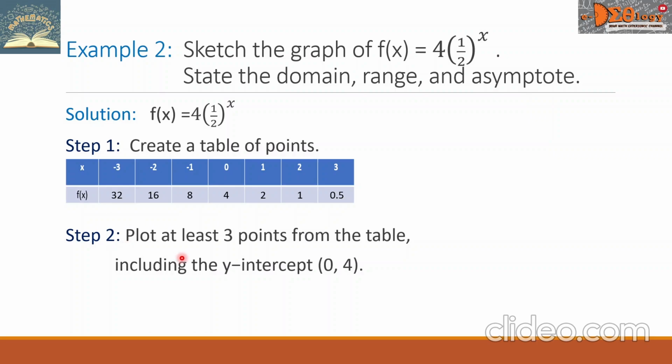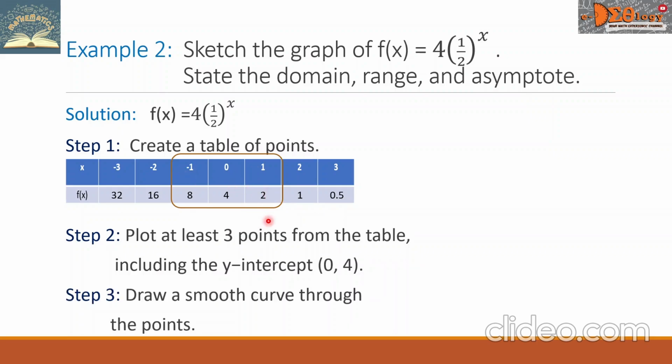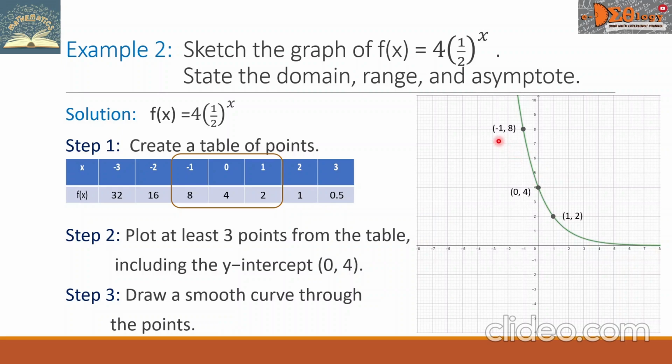Now step 2. We plot at least 3 points from this table, including the y-intercept 0, 4. So we choose these 3 points. Then step 3, we draw a smooth curve through the points. So we have the points negative 1, 8, the 0, 4, and the point 1, 2. And this is the smooth curve. This is the graph of the given function.